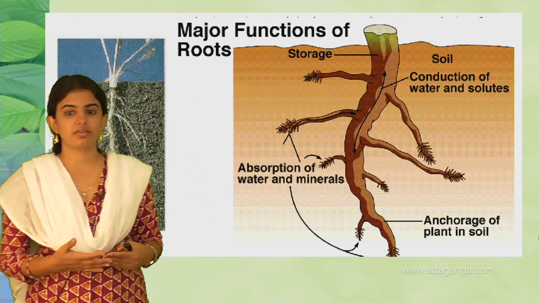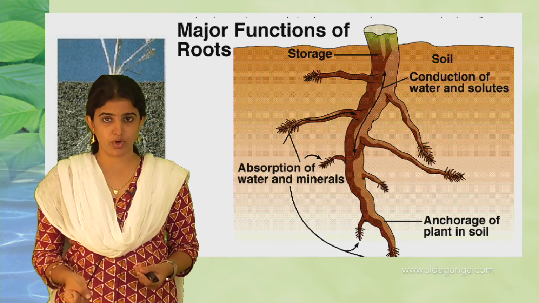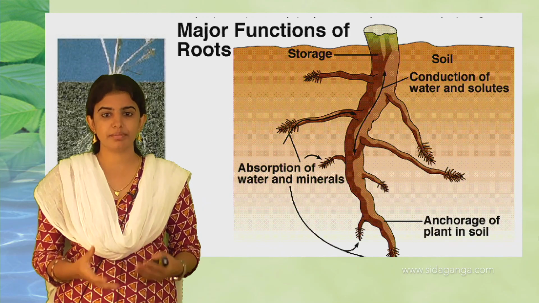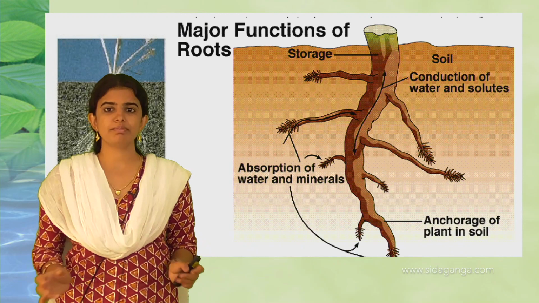And anchoring of the plant, it will circulate the various types of water, minerals and the solute particles from the roots to all parts of the plant.